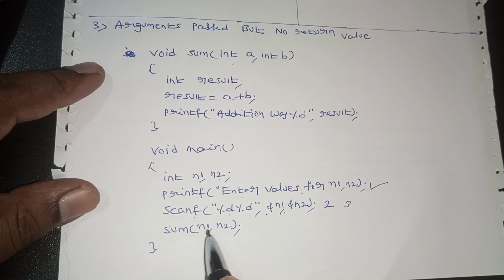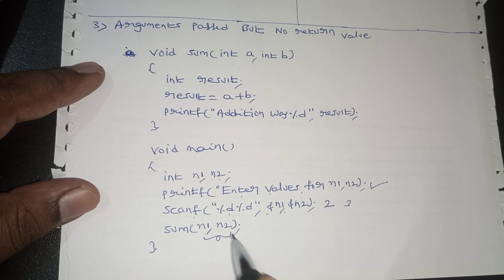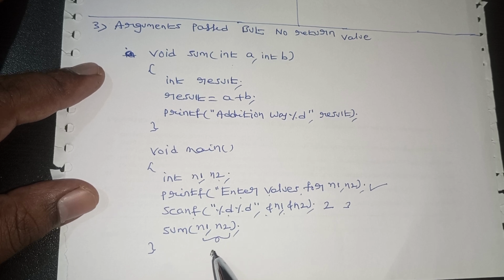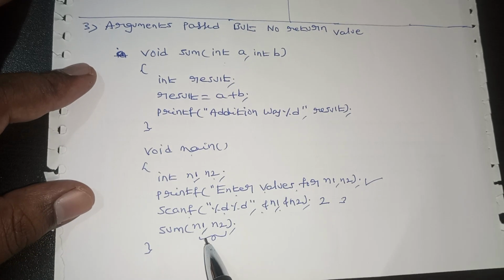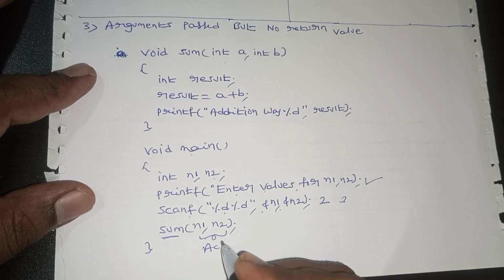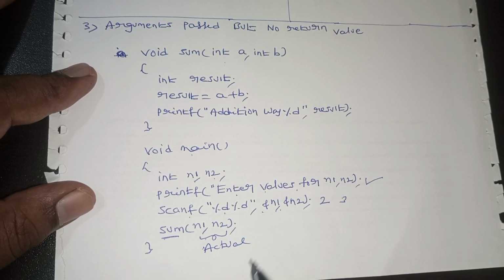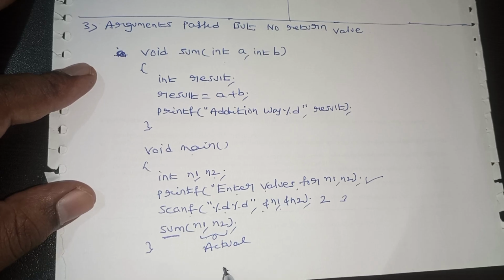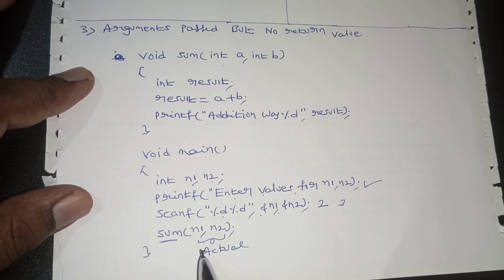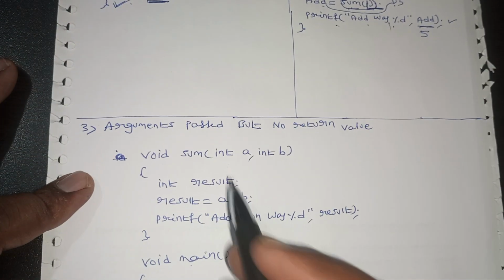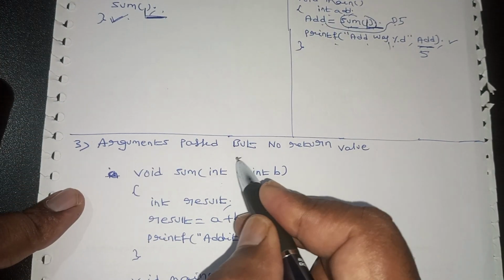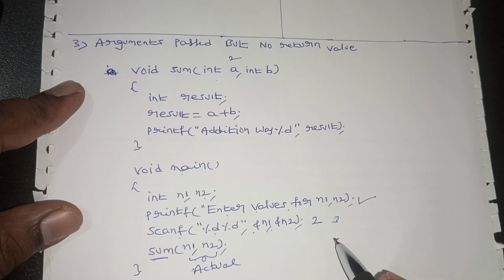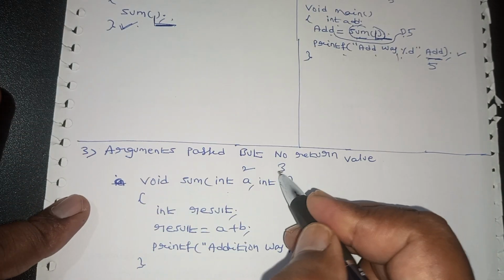Now can you tell what type of parameters these are? Already I told in the previous video. In the main function, if you pass parameters to the user defined function, these are called actual parameters, or one more name, actual arguments. Then where will I go? Immediately I will go to this location. n1 equal to 2 is taken into a equal to 2. n2 equal to 3 is taken into b equal to 3.